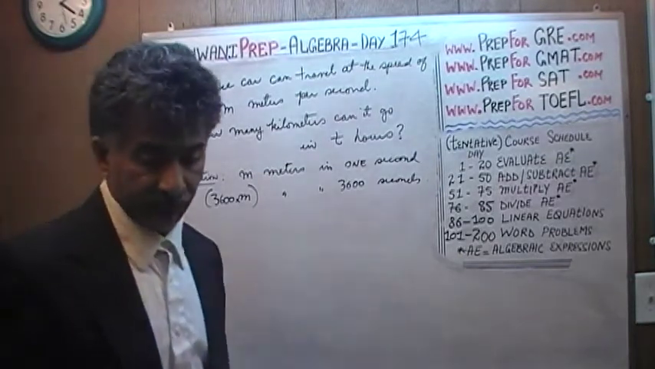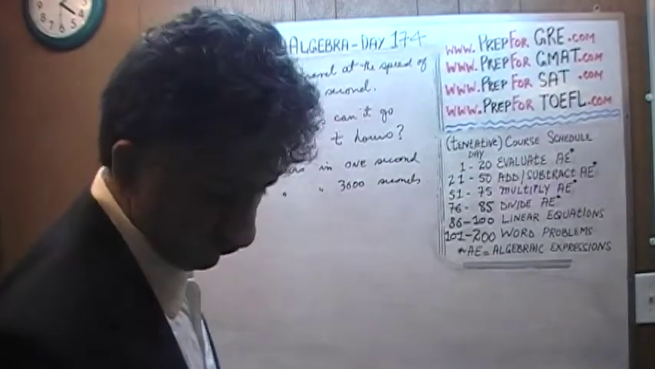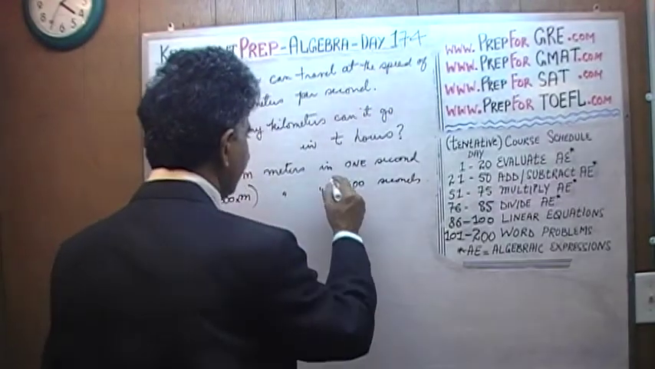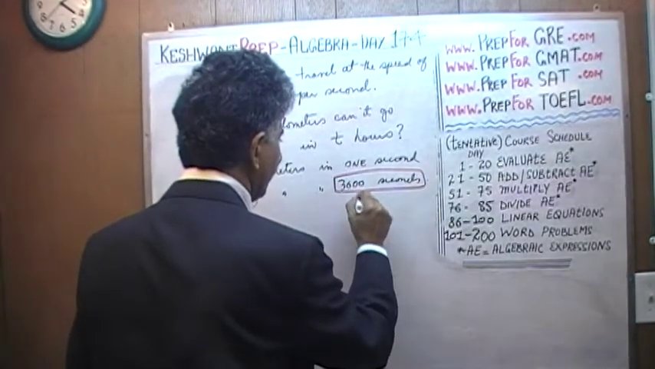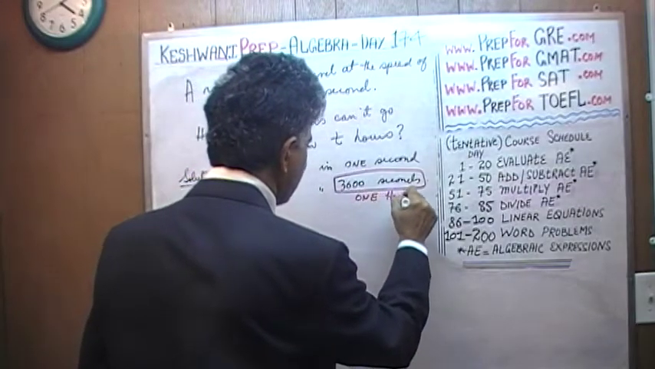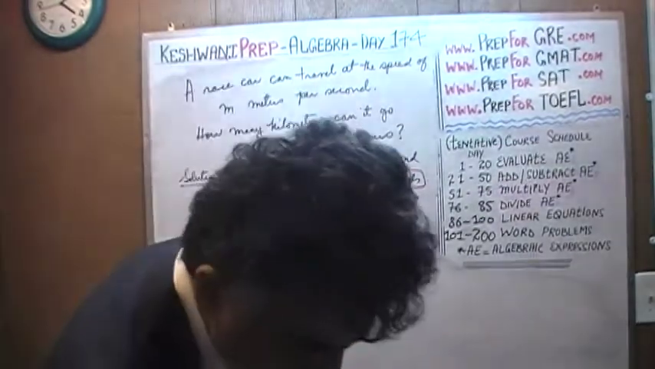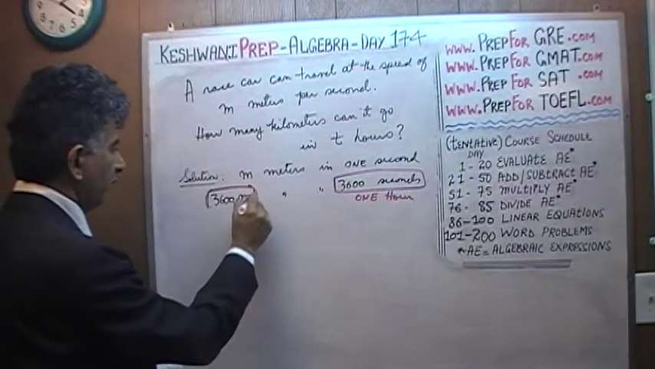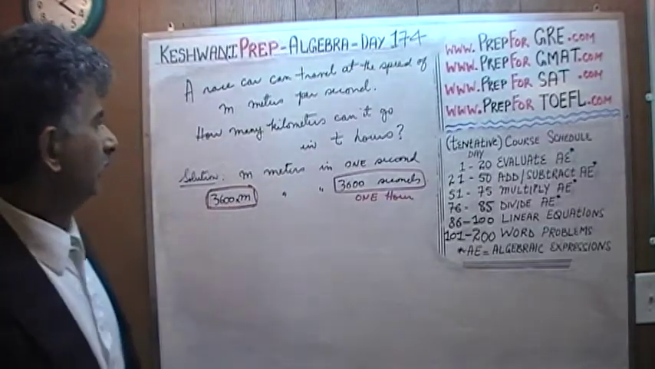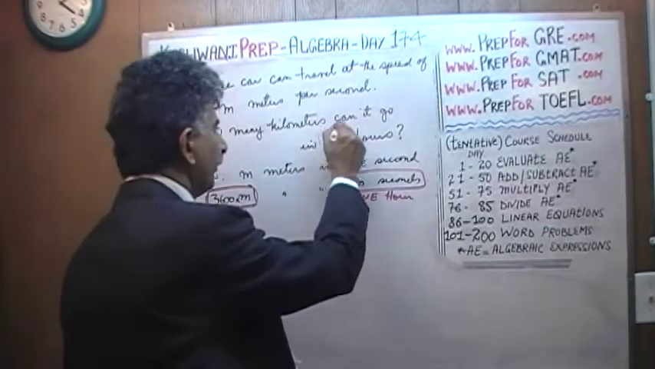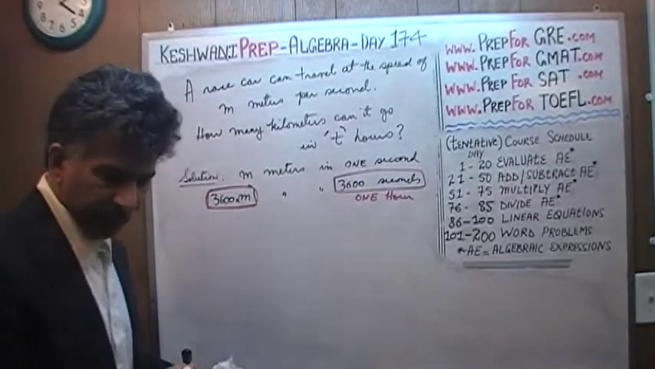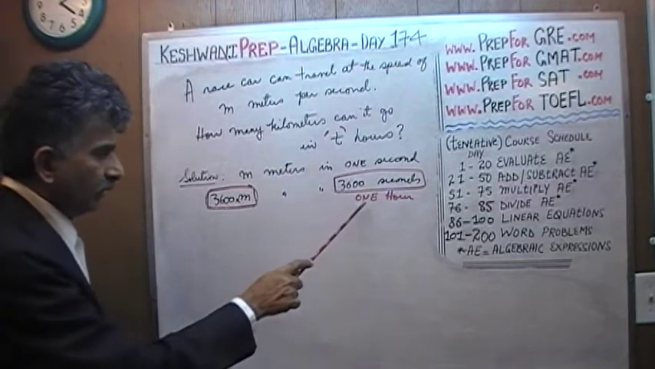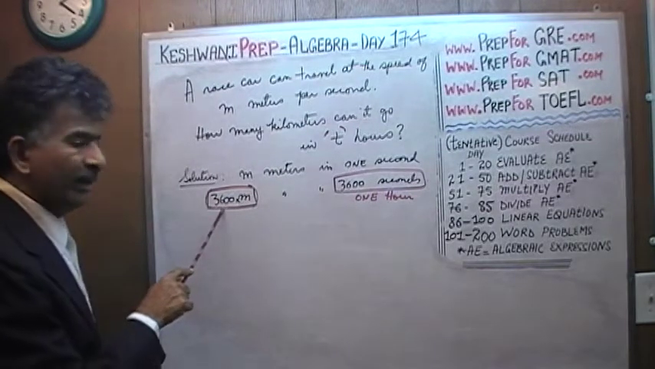Why 3,600 seconds? Because 3,600 seconds represents an hour. This thing right here that we just did, 3,600 seconds, that's 1 hour. So now we know how many meters we can go in 1 hour. But we don't want to go 1 hour, we want to go t hours. So if this is how many meters you can go in 1 hour, then in 2 hours you should be able to go twice the amount of distance.